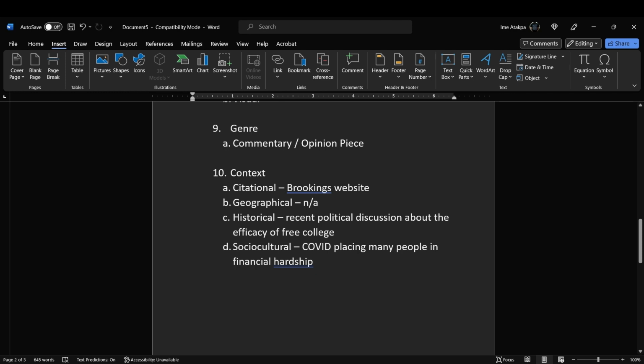In this case, COVID placing many people in financial hardship, that works because a lot of those people are wondering and stressed about whether or not they'll be able to afford college now that their families are burdened. There's also been a lot of talk about education reform, rising costs of tuition. These are things that people in general are concerned about, so that's part of that sociocultural context that I might consider for this rhetorical analysis. So that part's pretty easy as far as note-taking goes.